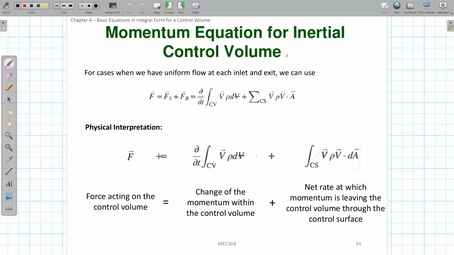So from Newton's second law, the force will give you the change of the linear momentum, and in the control volume, this form will change the linear momentum in two ways. One way is the change of the linear momentum within this control volume itself. The other is that you also need to consider the contribution of the change of linear momentum due to the momentum flowing out from this control volume. So this is the meaning of this momentum equation inside this control volume.